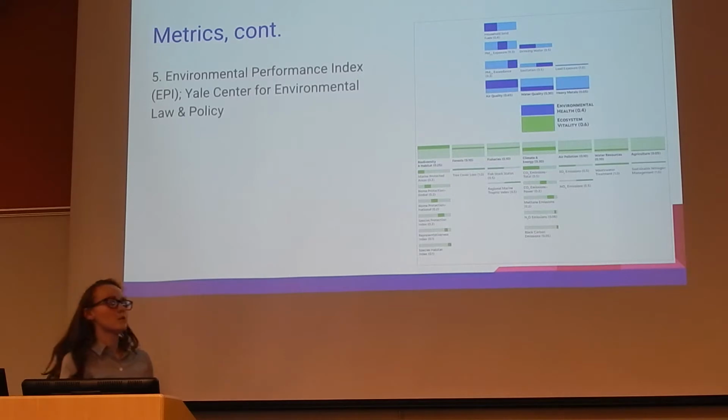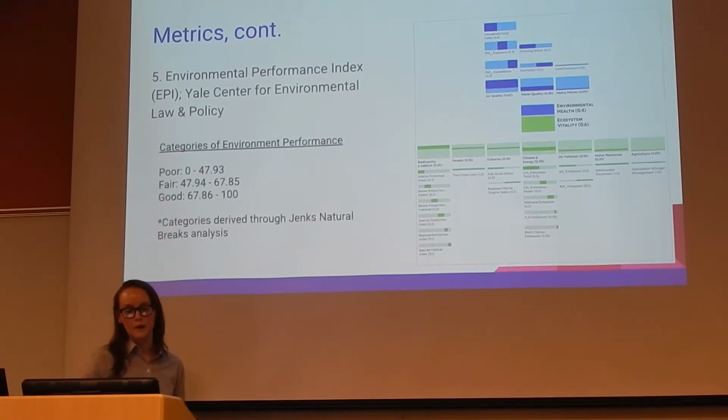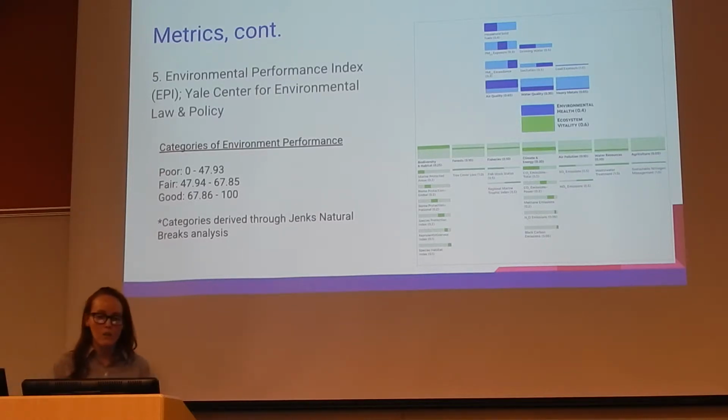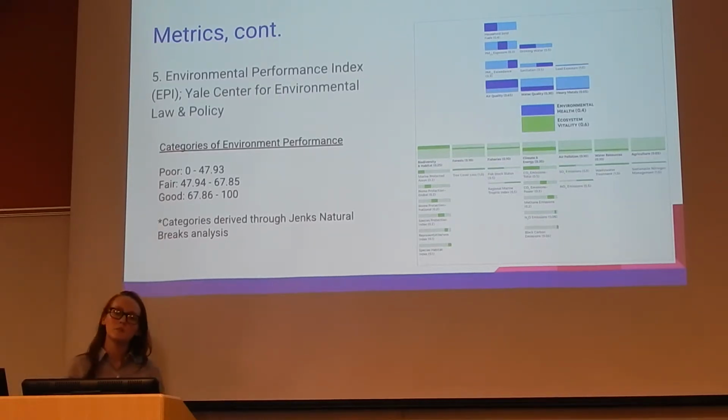And then finally, the Environmental Performance Index. This is where environmental quality and health comes into play, and this is from Yale's Center for Environmental Law and Policy. So it's the same thing as all the other metrics. They're bringing in a bunch of different data about air quality, water quality, biodiversity, fisheries, energy, things like that. So this is data fusion, really. I also derived these categories through a natural breaks analysis, just in Python. And these are what I found, from poor all the way to good. These also went into my Python script.